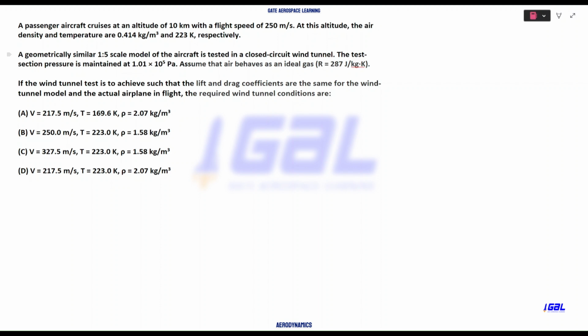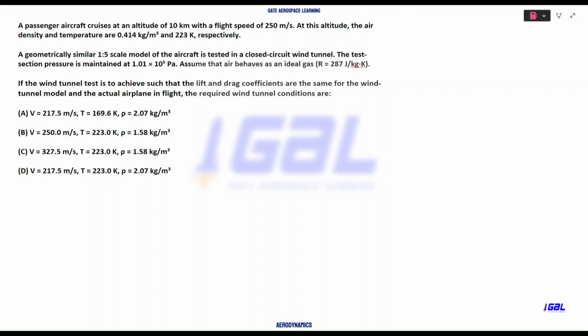The test section pressure is maintained at 1 bar, or in Pascal, this much. Assume that air behaves as an ideal gas. This is given, we know that this is a universal value. If the wind tunnel test is to be achieved such that the lift and drag coefficients are the same for the wind tunnel model and the actual airplane in flight. Now this is a very important statement, if you can understand, and this is very important to solve our question also. Okay, we'll see this. The required wind tunnel conditions are, now they have given 4 options.